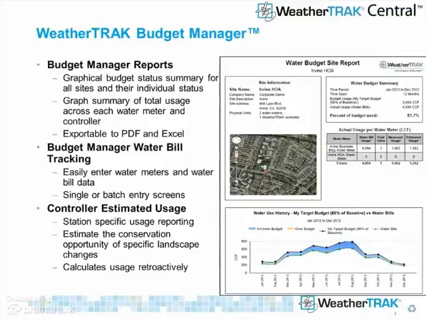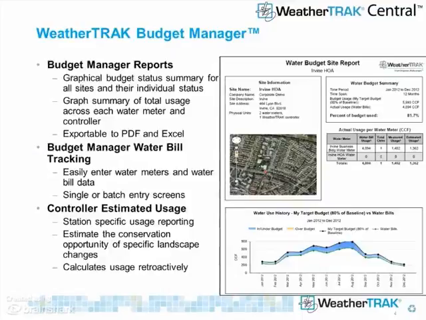And finally, your controller usage can be reported in real time and actual gallons by attaching a flow sensor to your system. Or the Budget Manager can track what we call estimated usage. To track estimated usage, a user would calculate how many gallons per minute each station is using. This can be done by counting the heads on a station, or even better, using the water meter to test the output.